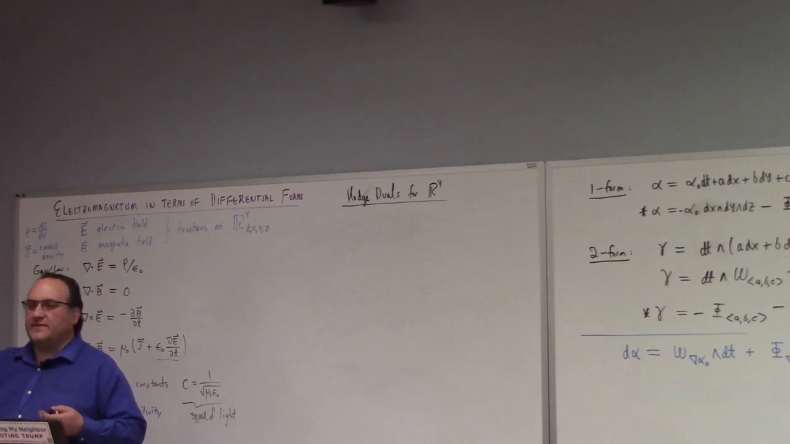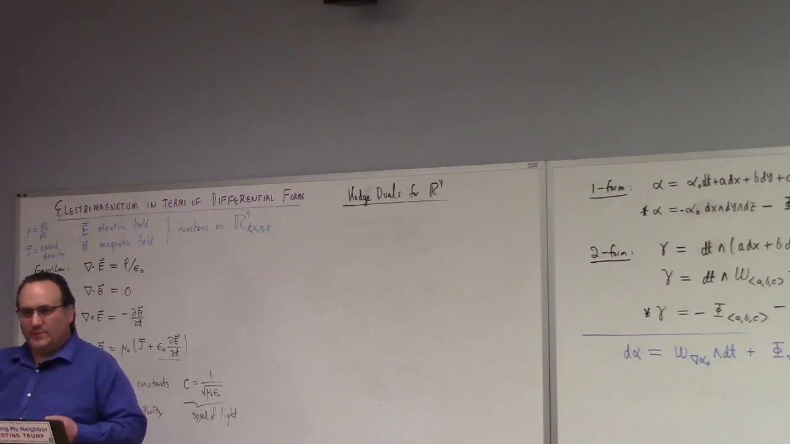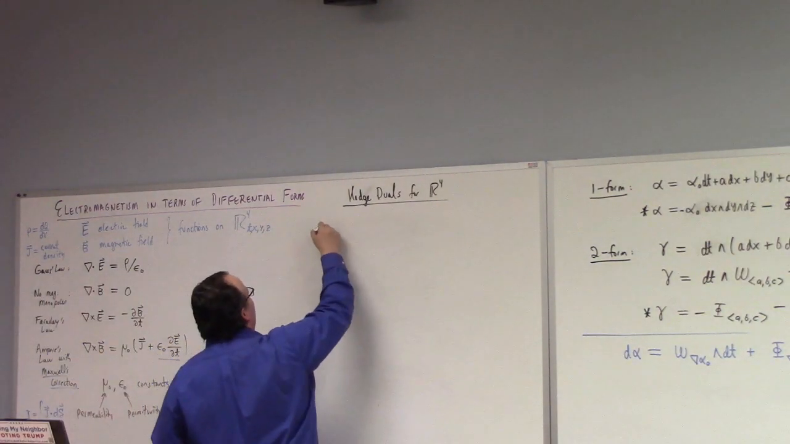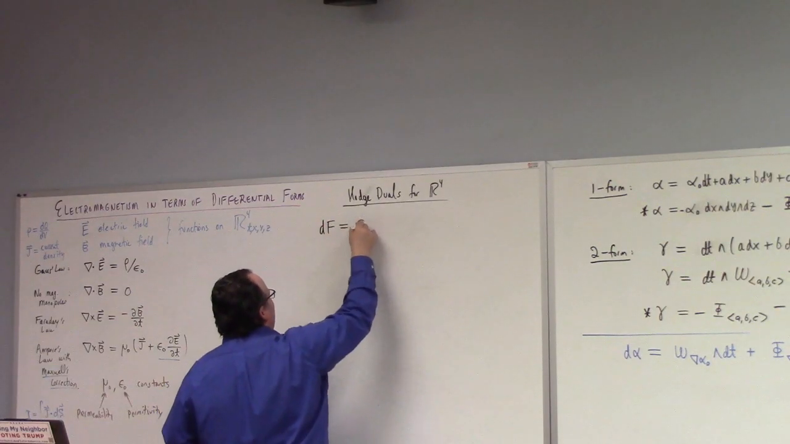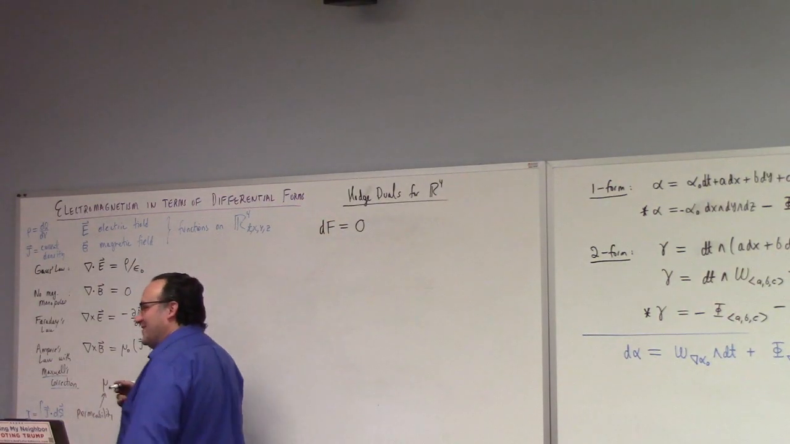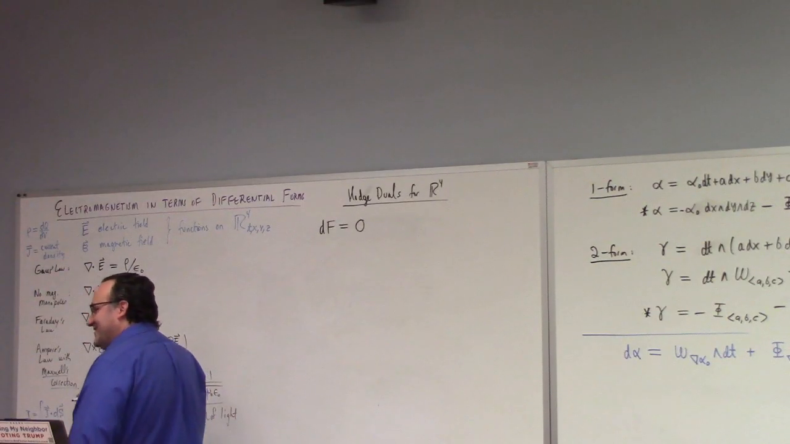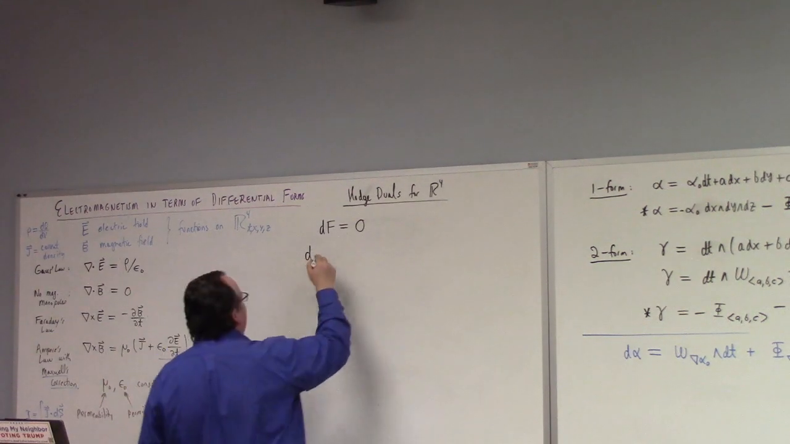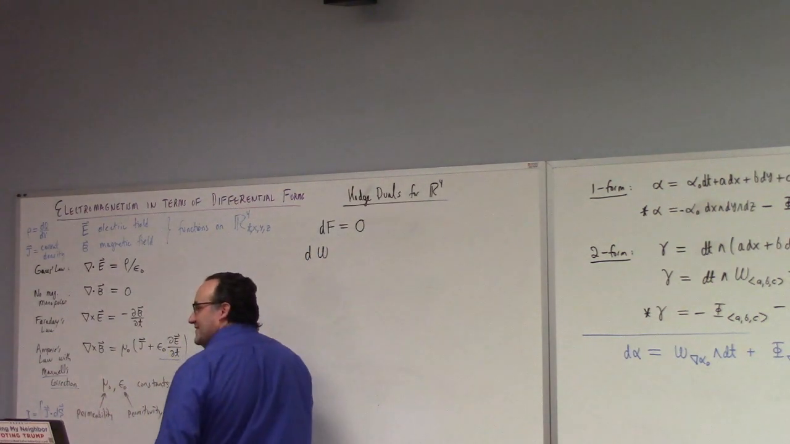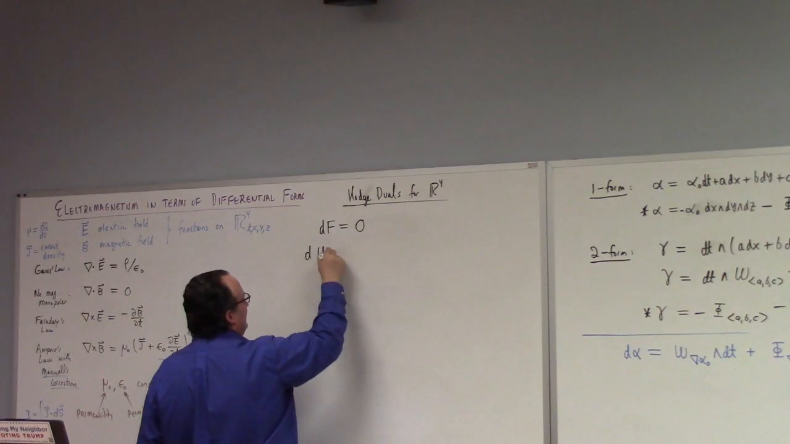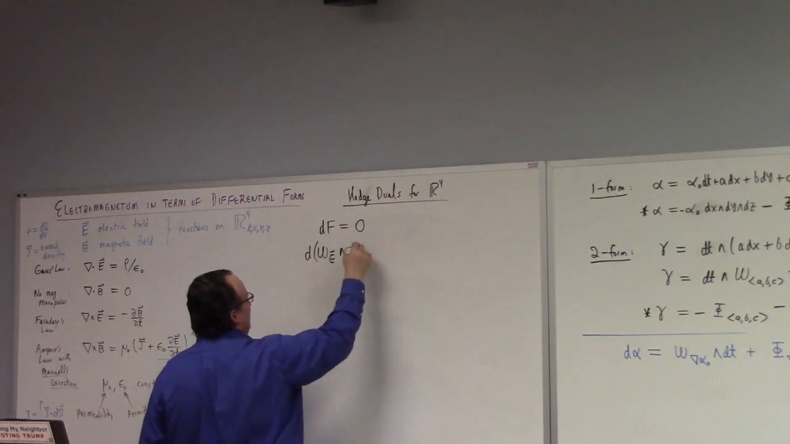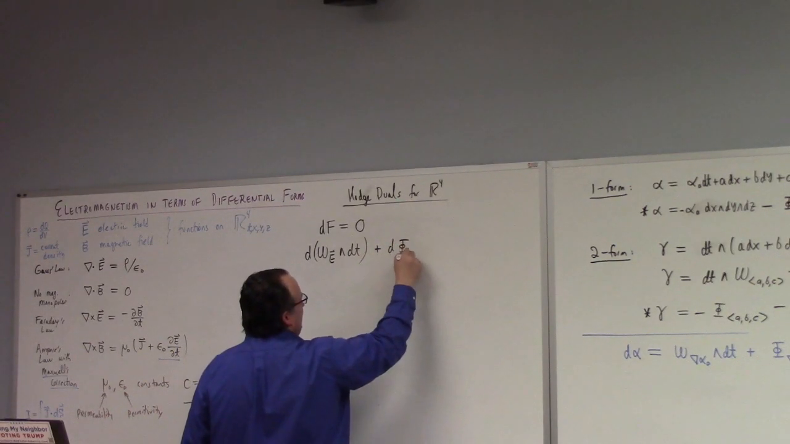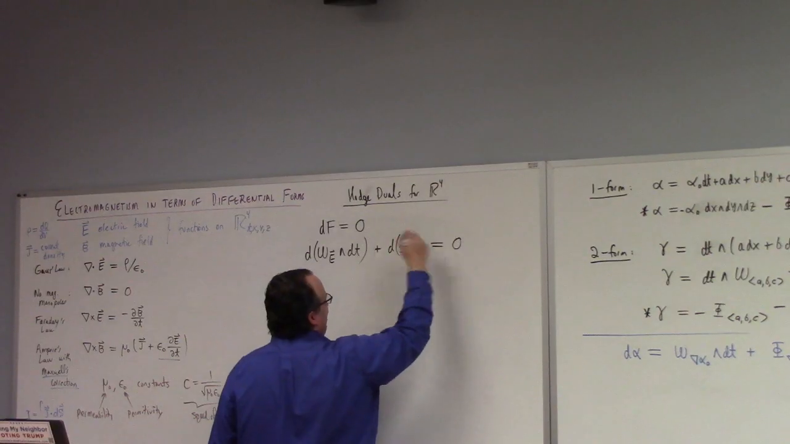Okay, dF is equal to 0, right? Yes. But what does it mean, dF equal to 0? It's a level curve. You're evil. No. It means the exterior derivative of the work form of the electric field, wedge dt, right? Plus the exterior derivative of the flux form of B, right, is equal to 0.